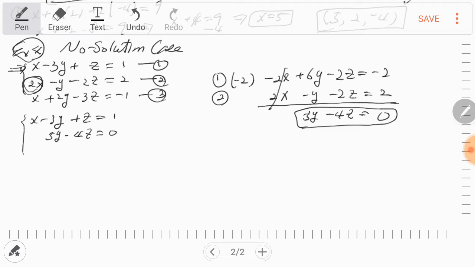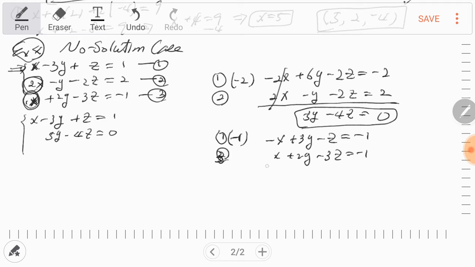Now let's write the third equation by eliminating this x term. First multiply the first equation by negative, then -x plus 3y minus z equals -1. Why do we multiply by -1? Because the coefficient of x in the third equation is 1, so let's make the coefficient of x in the first equation to be -1. Then add this result to the third equation, x plus 2y minus 3z equals -1. Cancel out the x term. Then 5y minus 4z is equal to -2. So this is the third equation.